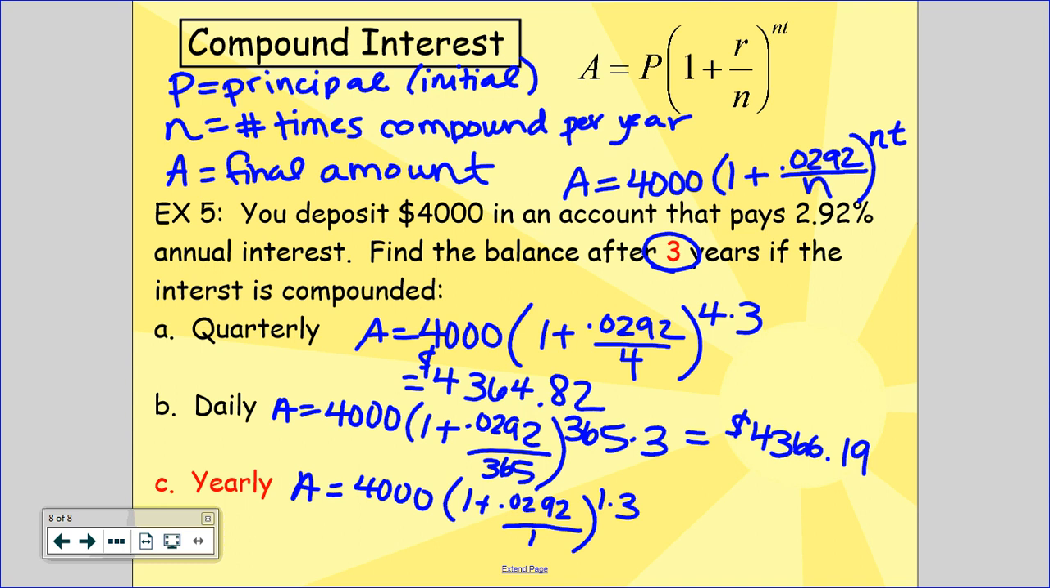So when we plug that into the calculator, we're going to get 4,360.73. So you can see that without compounding interest, you have the least amount of money. And right now it's only a couple dollars difference, but say you put more money in there or you have a longer amount of time, you're going to have a bigger difference. So that is all.